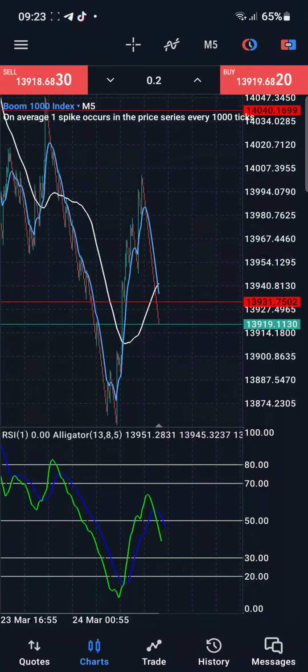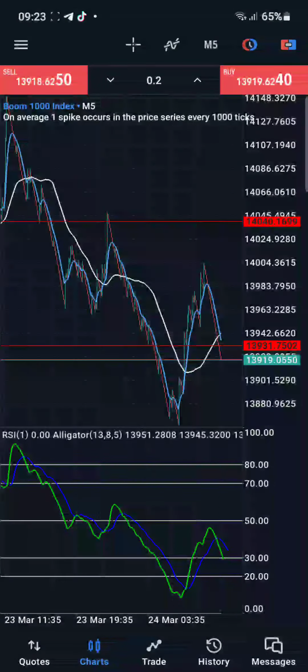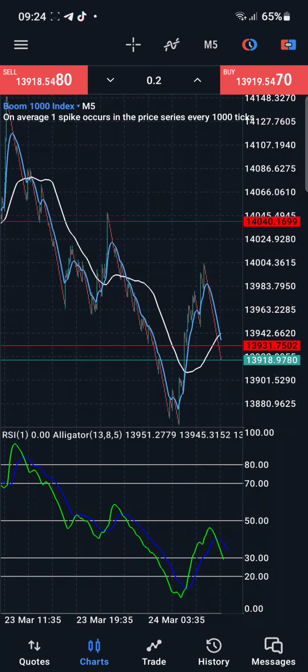Okay guys, quickly let's go straight into what we have right here. So like I said earlier on, we will be using this chart or this setup to analyze the market. This is Boom 1000. I'm on the 5-minute time frame. Just like you have known, I'm having two moving averages on my main chart, and of course alligator and RSI on the window indicator.